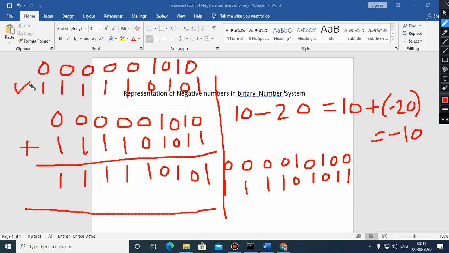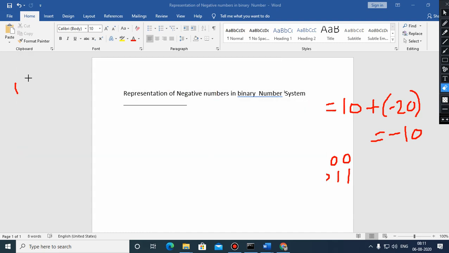Just match these two numbers. It is minus 10 and it is also minus 10. So 10 minus 20 is minus 10. So this is how, in such cases, when the result is negative, there is no overflow bit in one's complement. Okay. So this is how we can use the one's complement method, children.